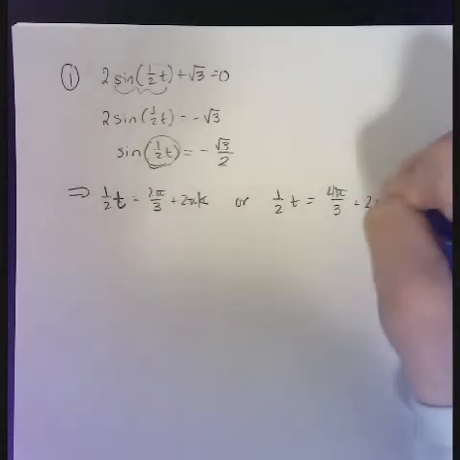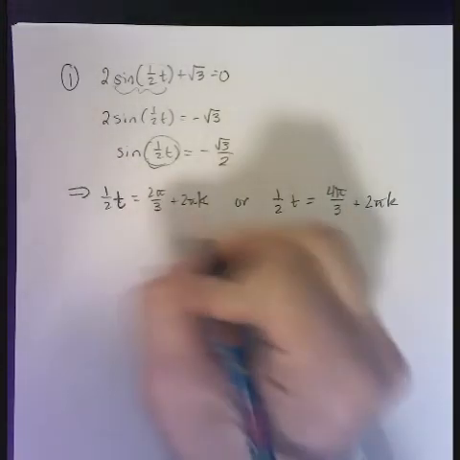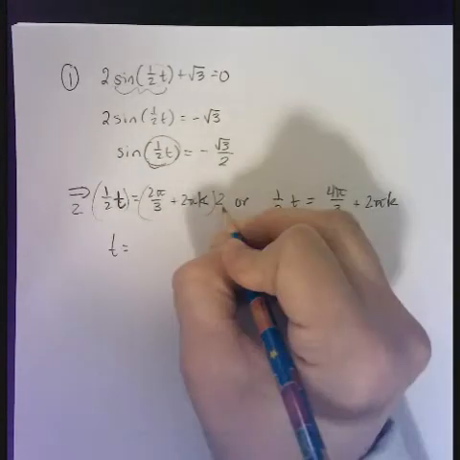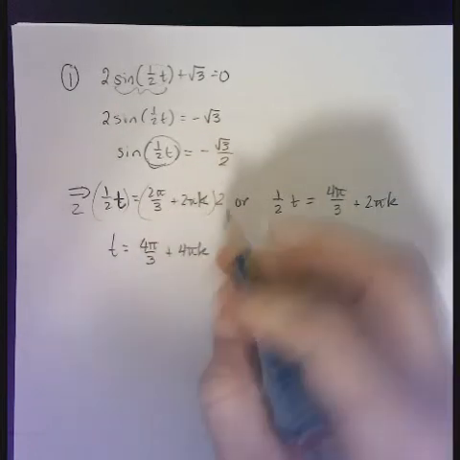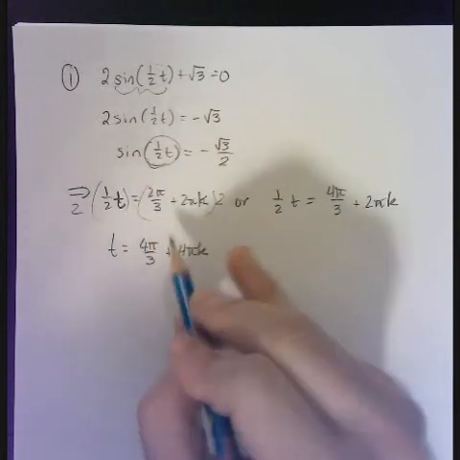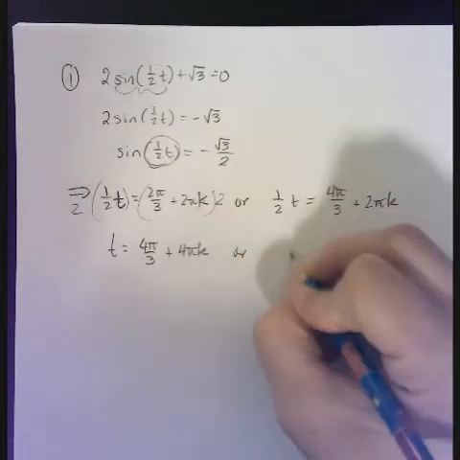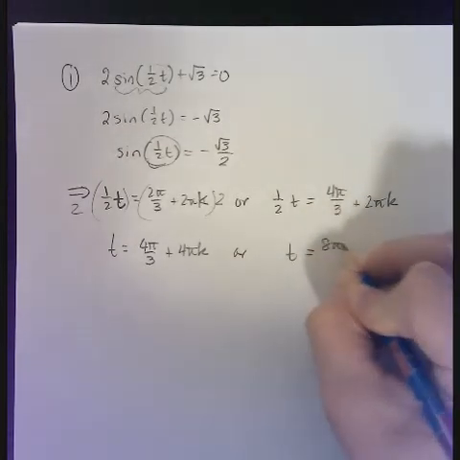So now we're going to divide everything by a half, which is easier to think about as multiplying by 2. So multiply through both sides times 2. T equals 2 times 2 pi over 3 is 4 pi over 3 plus 4 pi k. Notice that's our period of the sine of 1/2 t. 2 pi over a half is 4 pi. So do the same thing on the other solution, multiply everything by 2. T equals 8 pi over 3 plus 4 pi k. And that's it. Those are all of your solutions.